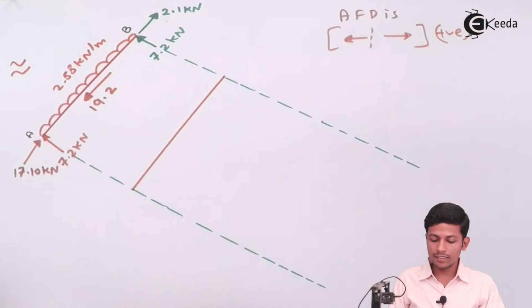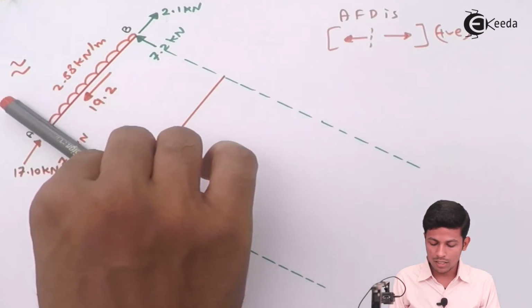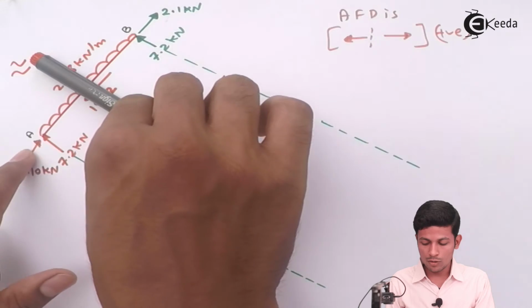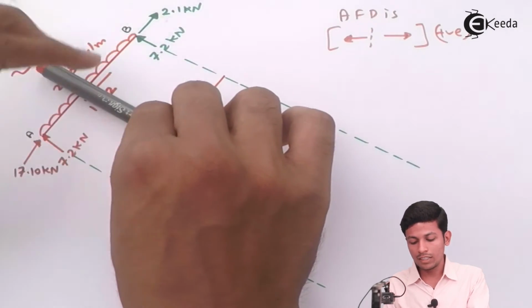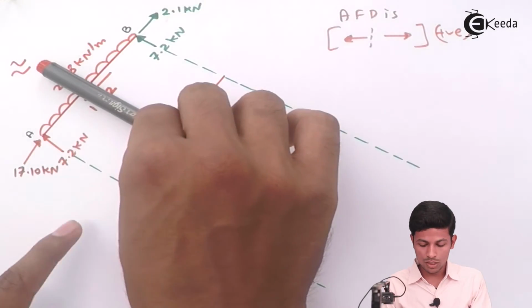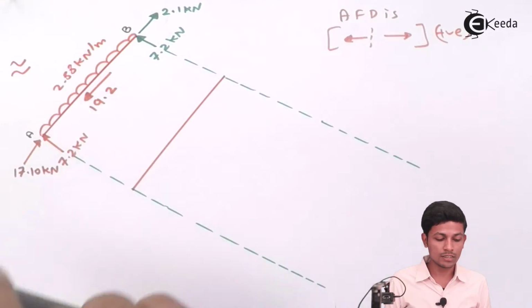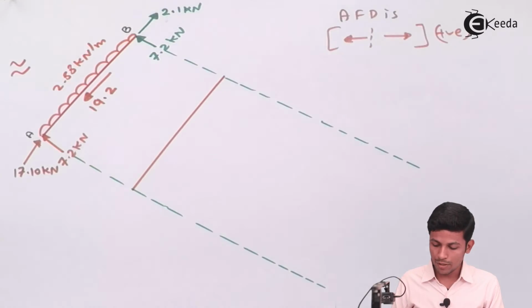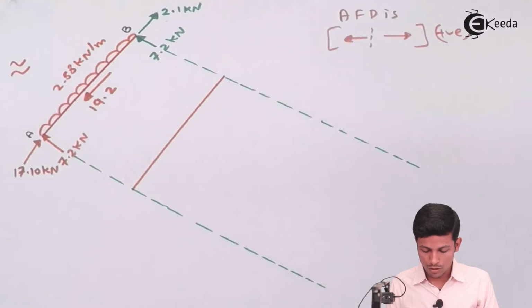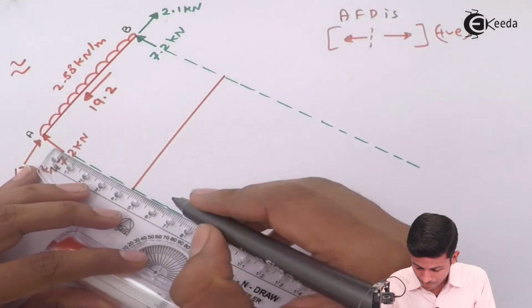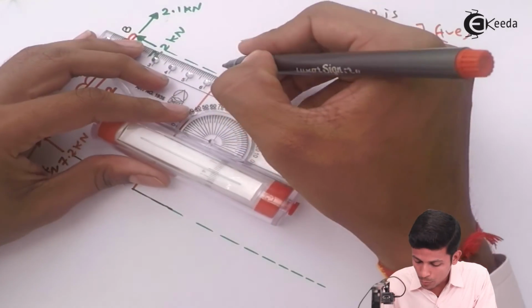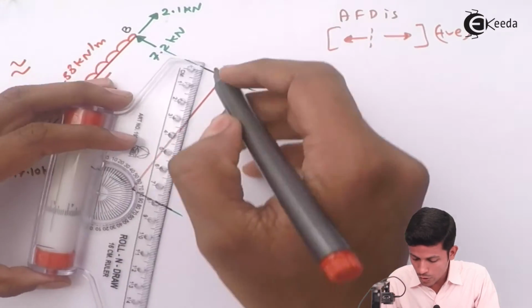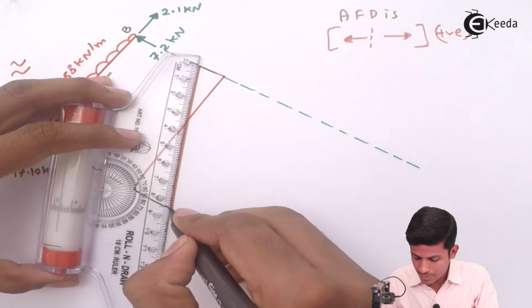Positive means we are taking a section over here, and we are taking this side. This will go minus, and we are taking a section over here and seeing this side, this will go plus. So this will come minus and this will come plus. So minus sign means inside the frame. Minus 17.10 will come over here, and plus 2.1 comes over here. Now join all this, both of them.